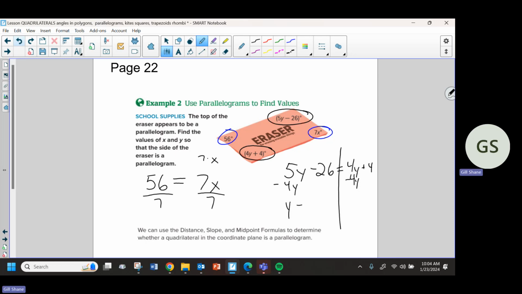Now I have y subtract 26 equals 4. And again, if I want y by itself, I have to get rid of 26 by doing the opposite, adding, which means I'm forced to add 26 over here. So you should have gotten y equals 4.